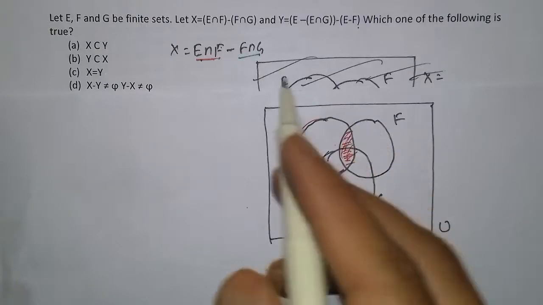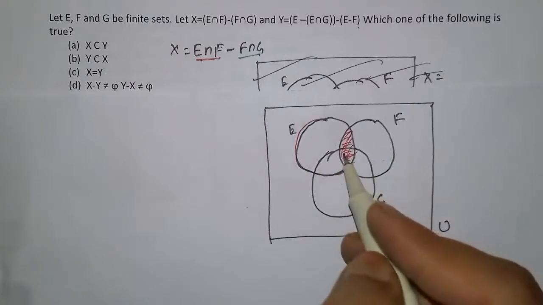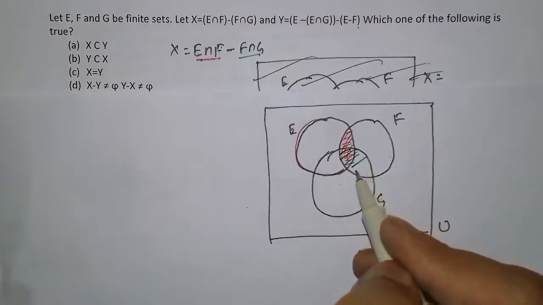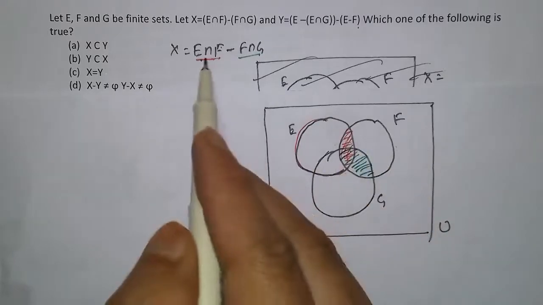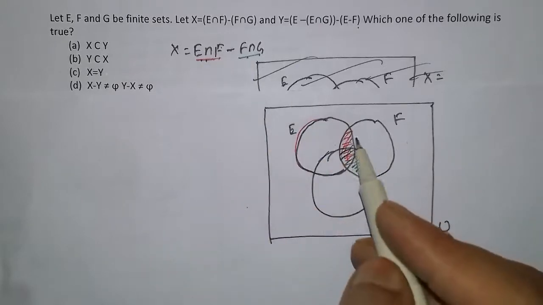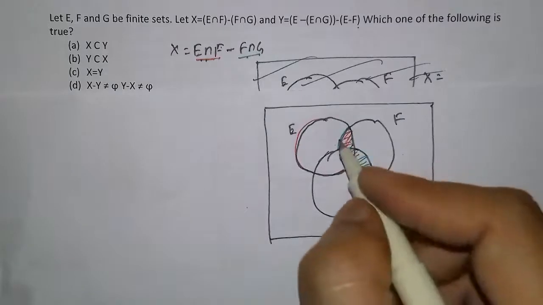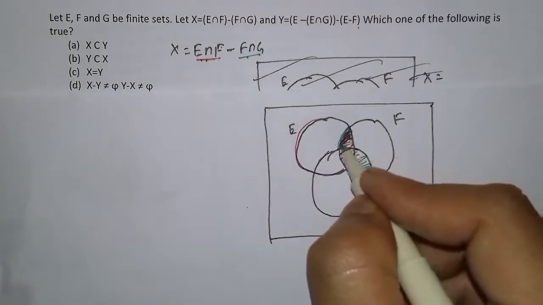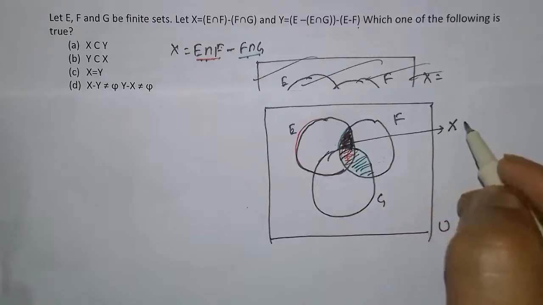red shade. F intersection G will be the green shade, green area. Now when we subtract green area from the red area, we will be left with only this much, darken it by black. This will be the X.